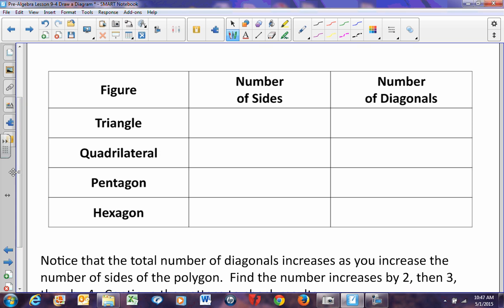Okay, so if I have a triangle, a triangle has 3 sides. The number of diagonals, it has none. If I use a quadrilateral, it has 4 sides. Let's look at how many diagonals it has from all the vertices. How many total diagonals? Well, I can draw a diagonal from here to here. I can't draw any other diagonals. That would be 1. A pentagon has 5 sides. 1, 2, 3, 4, 5. Let's draw the diagonals. There's 1, there's 2, there's 3, there's 4, there's 5 diagonals there. So it has 5 diagonals.